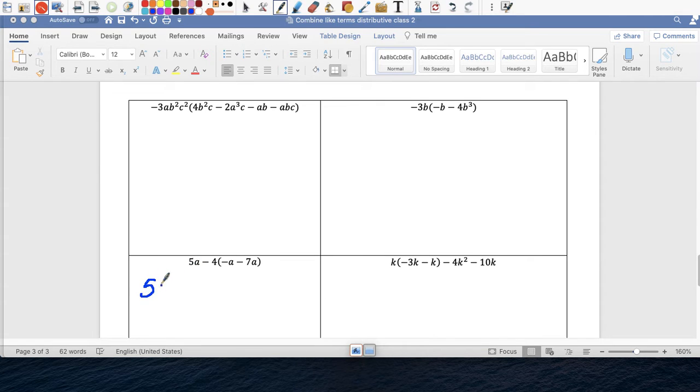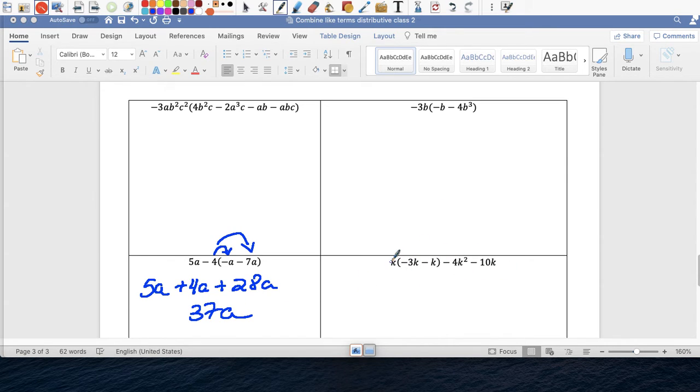5a does absolutely nothing. So negative 4 times negative a is positive 4a. Negative 4 times negative 7a is going to be positive 28a. Combine like terms? Actually, yeah, all three are the same terms. 5 plus 4 is 9. 9 plus 28 is 37a.